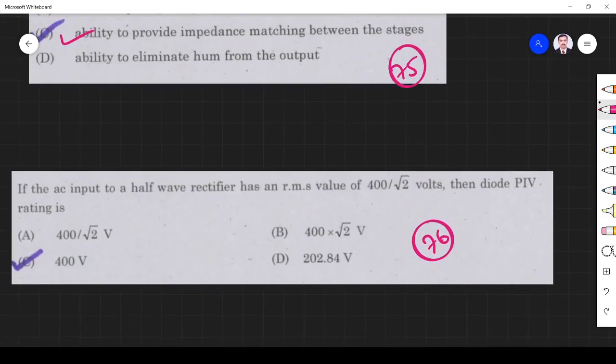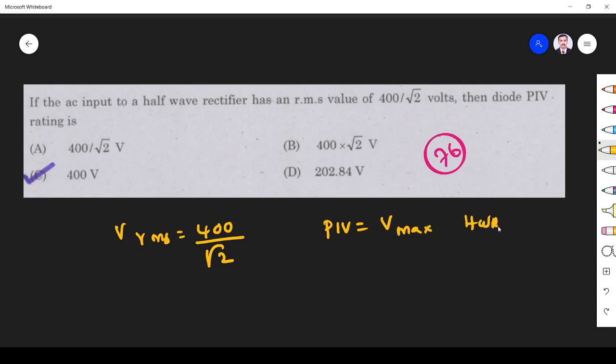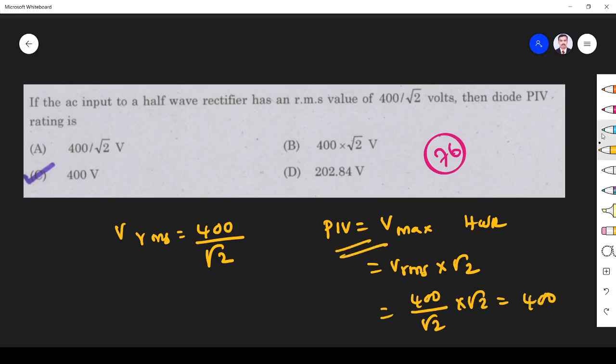Next one, if the AC input of a rectifier has an RMS voltage Vrms equal to 400 divided by root 2, what is the peak inverse voltage? Peak inverse voltage equals Vmax of a rectifier. Vmax is nothing but Vrms into root 2. As per the problem, Vmax is 400 divided by root 2 into root 2, that is equal to 400. That's the peak inverse voltage. So the answer is 400 volts.